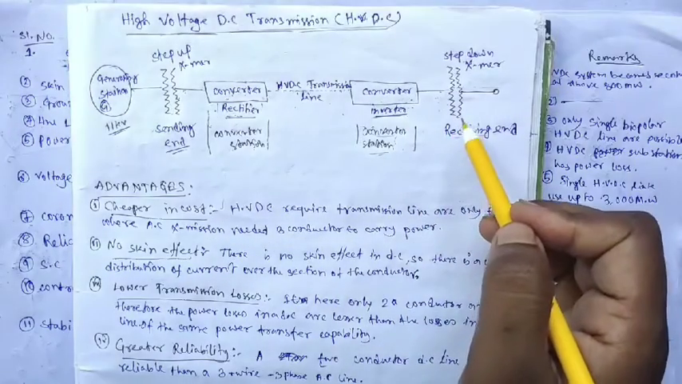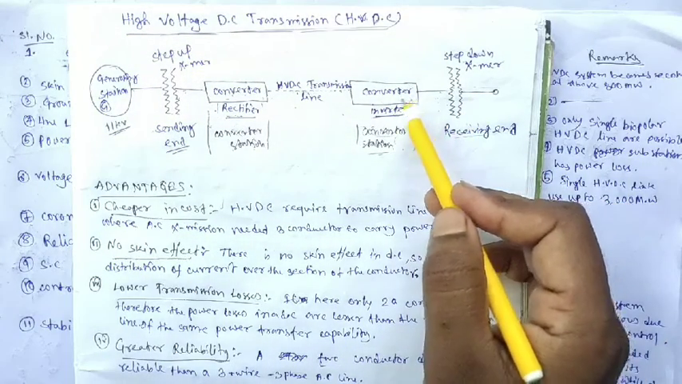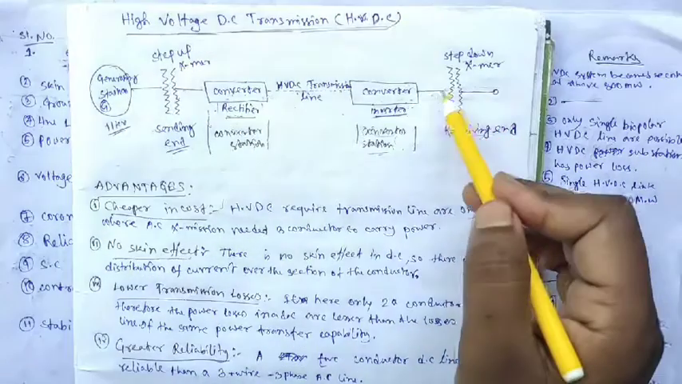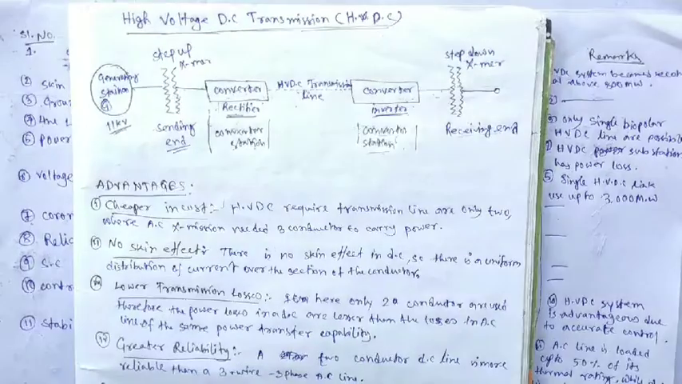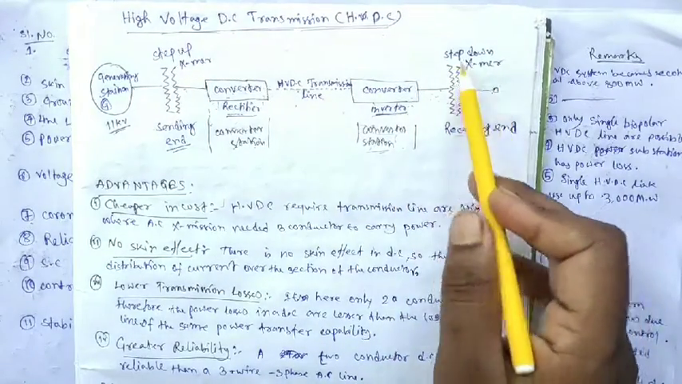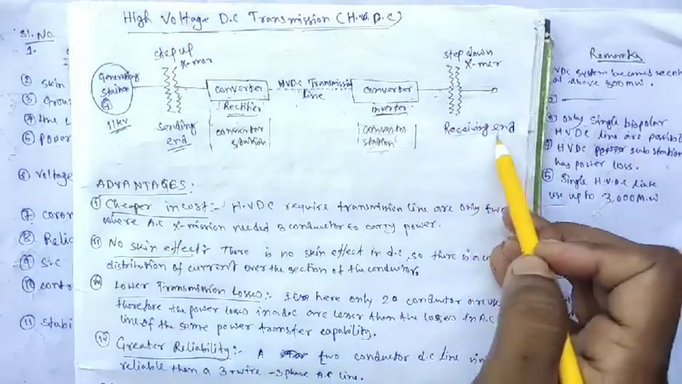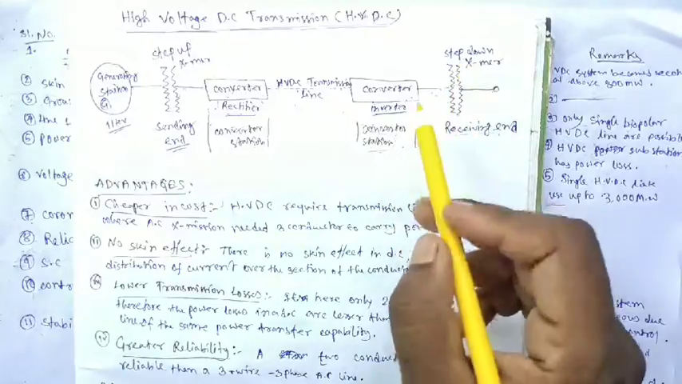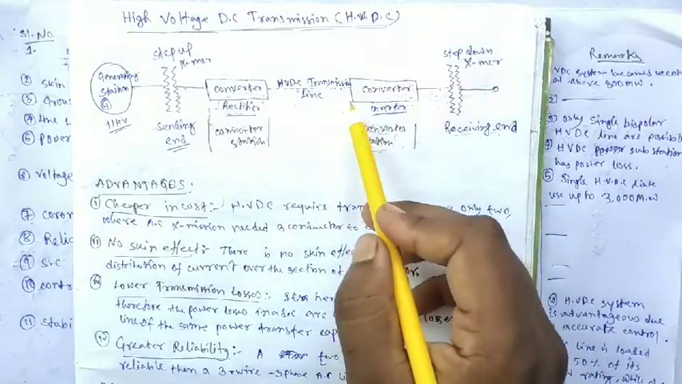Then we step down the high voltage AC into low voltage AC by a step down transformer at the receiving end side, and then it is distributed. This is the main concept of the working principle of the high voltage DC transmission line.